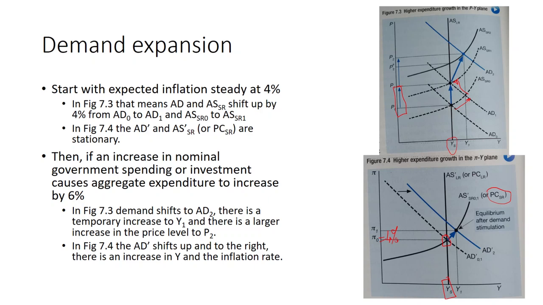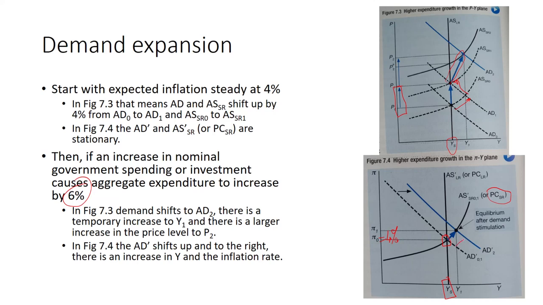Now let's suppose that there's an increase in nominal government spending or in investment that causes aggregate spending to increase 6%. In our old model, that would have meant a big move of the AD curve up and to the right, as the arrow there indicates, temporarily pushing up output and income to the level Y1 and increasing the price level to P2. In our new model, a very similar thing happens.